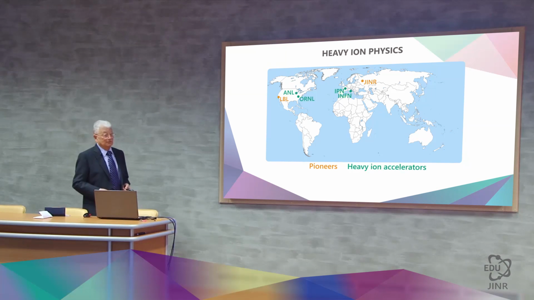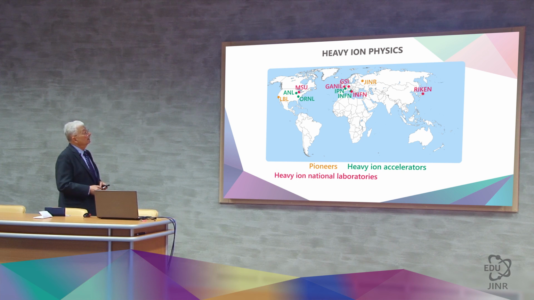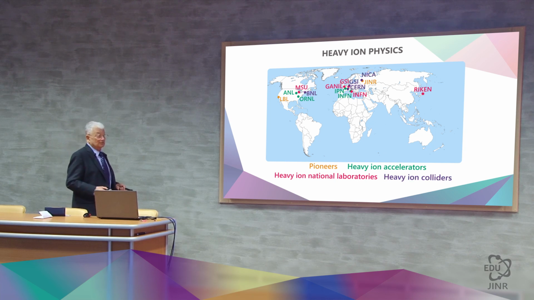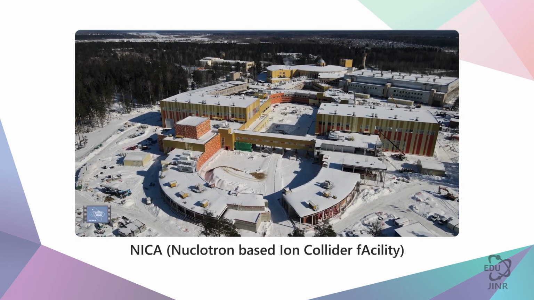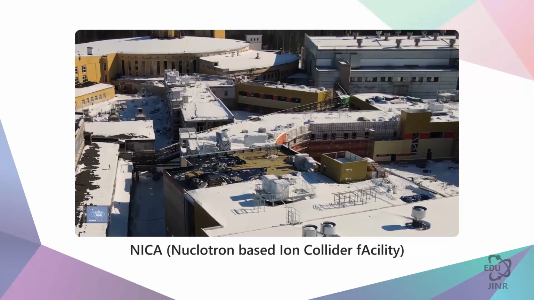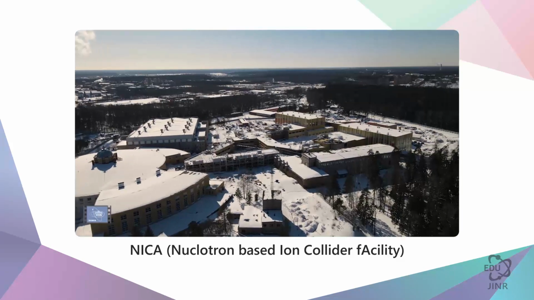And then they began to build special heavy ion accelerators. And then national laboratories of heavy ions were built in the United States, France, Germany, Italy, and Japan. And then heavy ion colliders were built in Brookhaven, in CERN, and in Germany. And soon, we will have a heavy ion collider here in Dubna as well. And this direction of research has begun developing very rapidly and efficiently.